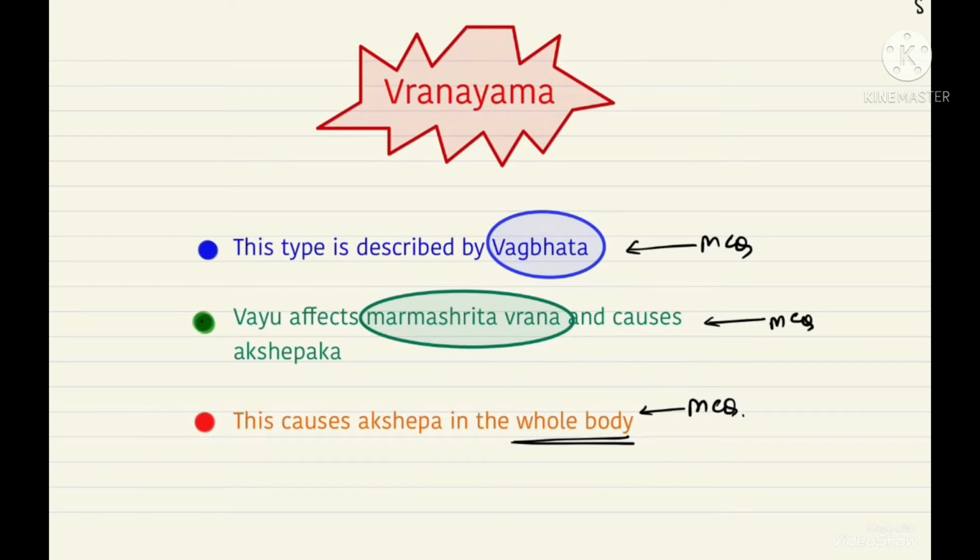So now let's see what is Vranayam. Vranayam is a type which is described only by Vagbhata, and it is not described by Charakacharya or Sushrutacharya. It is only described by Vagbhata. So it is an MCQ.